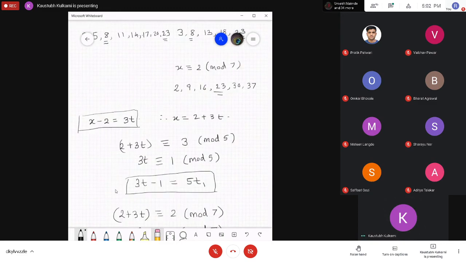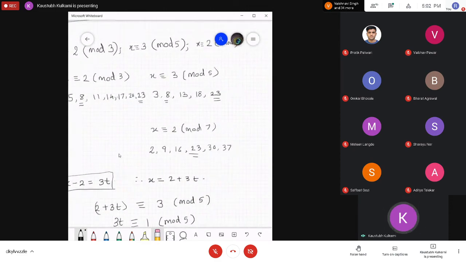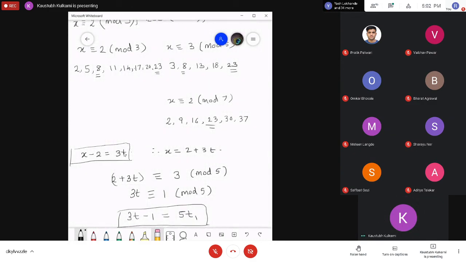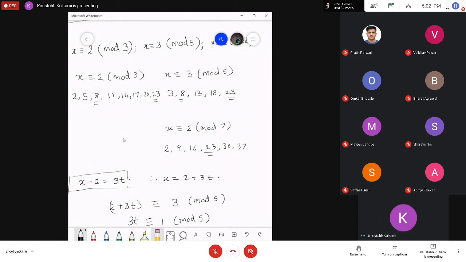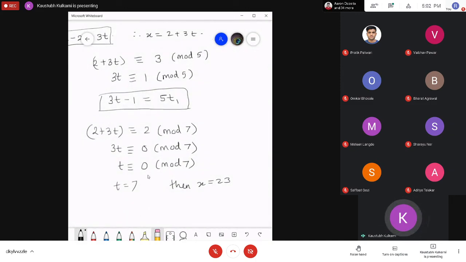Actually, I was thinking, can this be solved not only by 23, but if I substitute t equal to 40, that is another multiple of it? No, it doesn't work. So t equal to 7 is what I substitute here, and it also satisfies this equality. So this was not required actually.